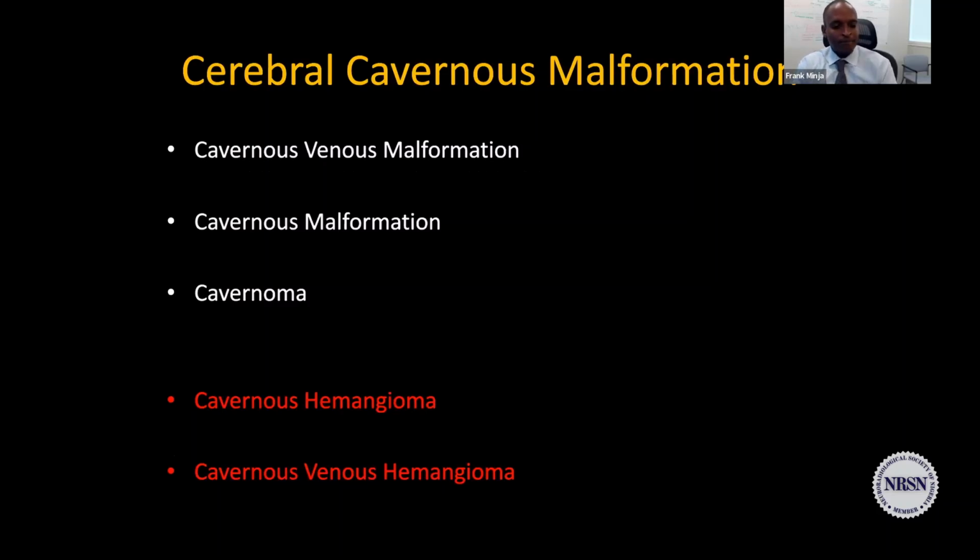But in red, I've identified terms that we should not use: cavernous hemangioma, cavernous venous hemangioma. Those terms should not be used because hemangioma implies endothelial proliferation, implies that you're dealing with a vascular tumor.